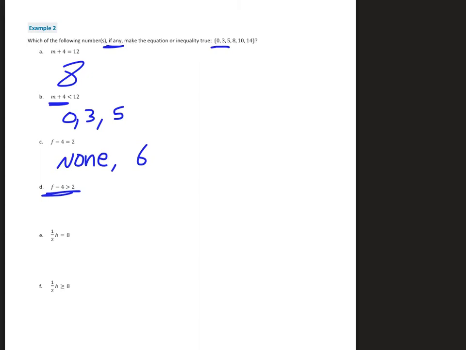But here, anything that is greater than 2, right? So 5 minus 4 would be 1. That wouldn't work. So it looks like 8 would work, 10 would work, and 14 would work.